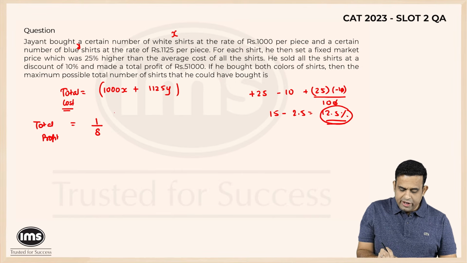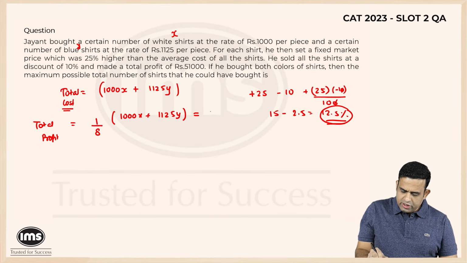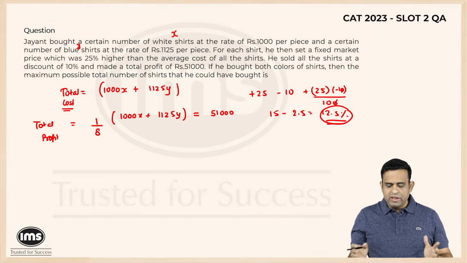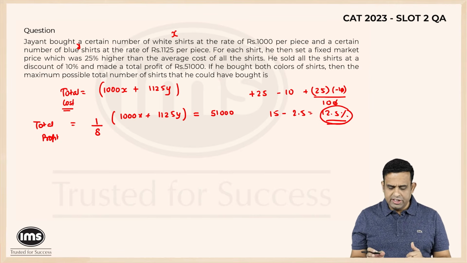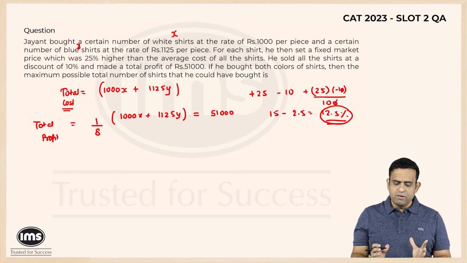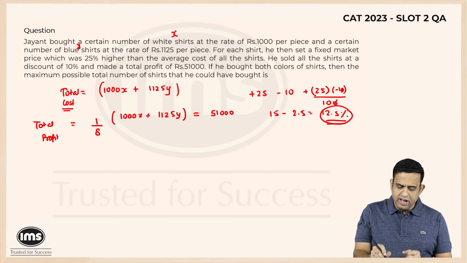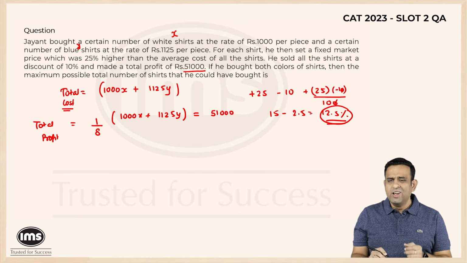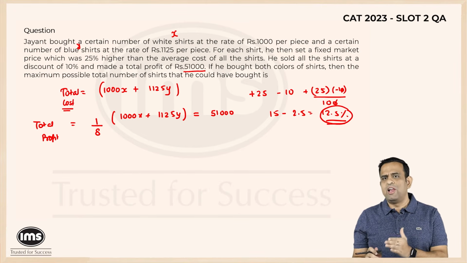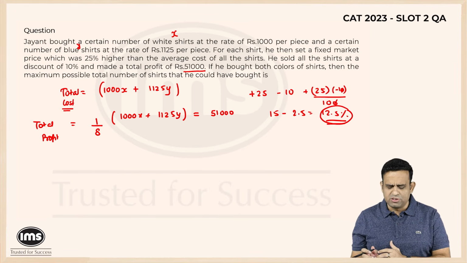So that is what we will equate. 1/8 of the number 1000x plus 1125y should be equal to 51,000. Now at this point, ideally, if you wanted the max possible number of shirts and we have made a profit of 51,000, your value of x should be high and the value of y needs to be as low as possible.